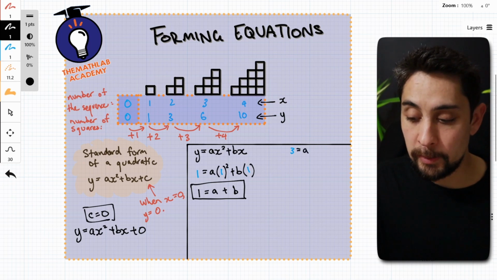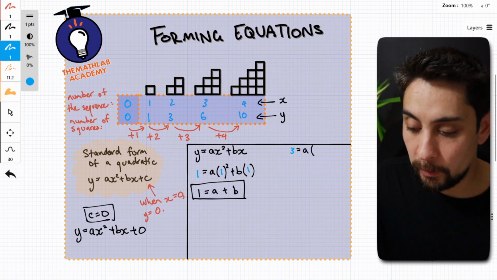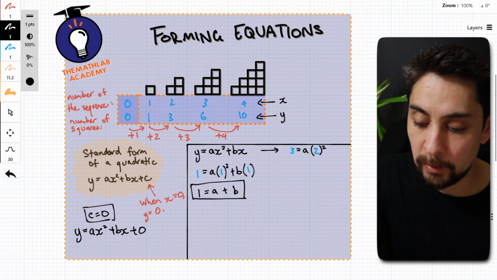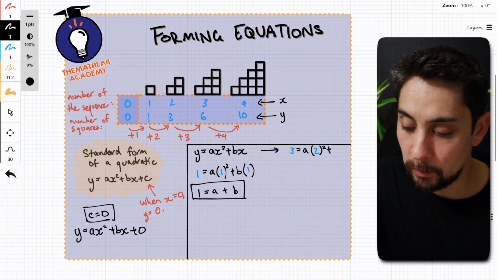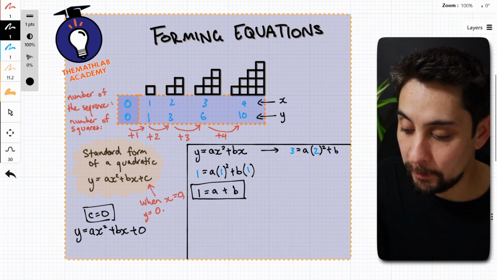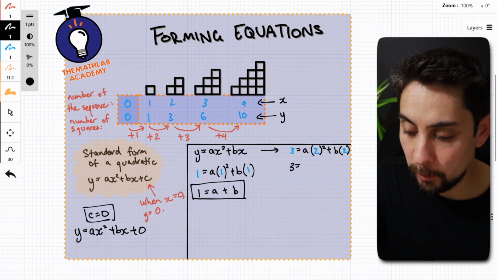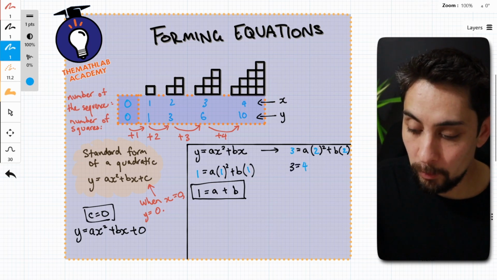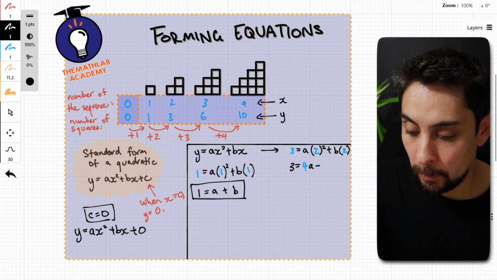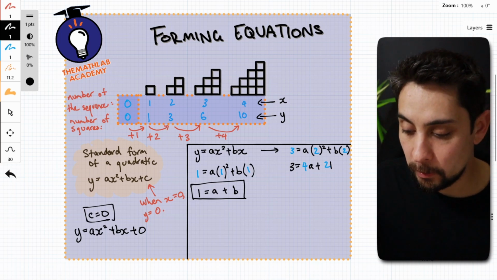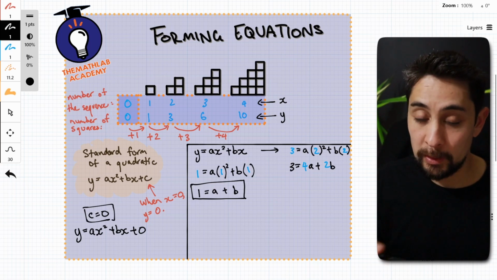We don't know what a is yet. Our x value is 2. So we replace all of these x and y's with 2's and 3's. Let's just simplify that a little. 3 equals, well, 2 squared is 4a, plus b times 2 is 2b. Remember, we usually put numbers before letters when we are multiplying.